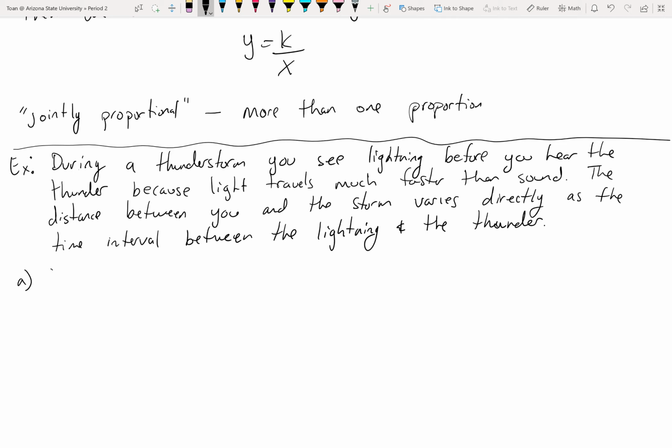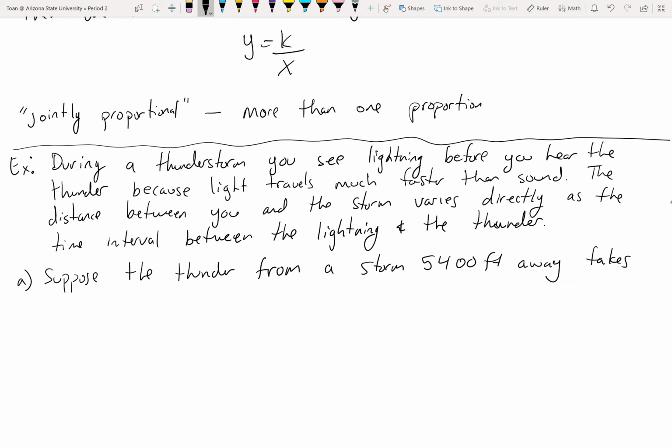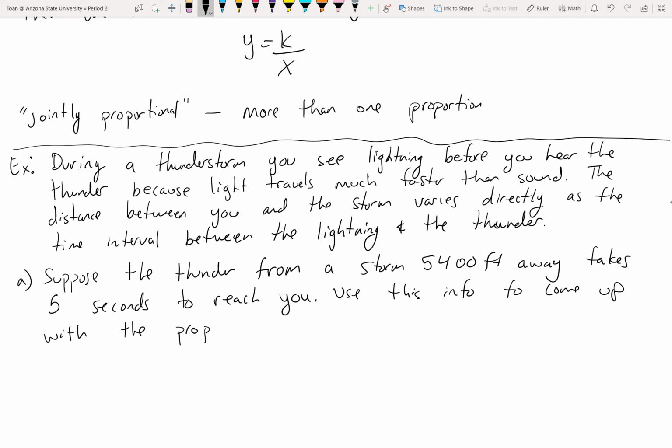Letter A. Suppose the thunder from a storm that is 5,400 feet away takes 5 seconds to reach you. Use this information to come up with the proportional equation.